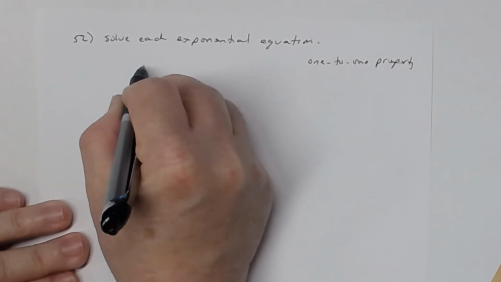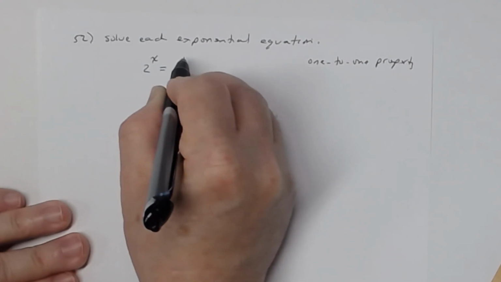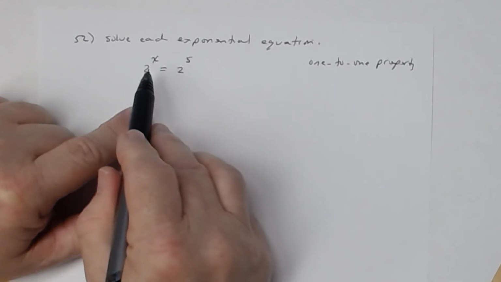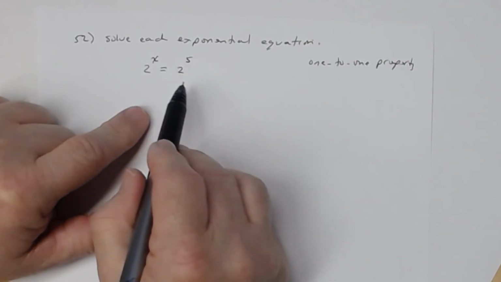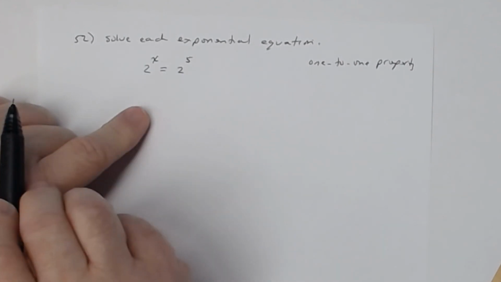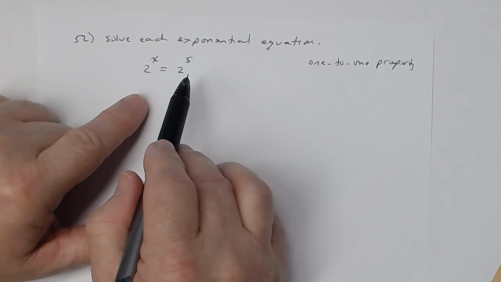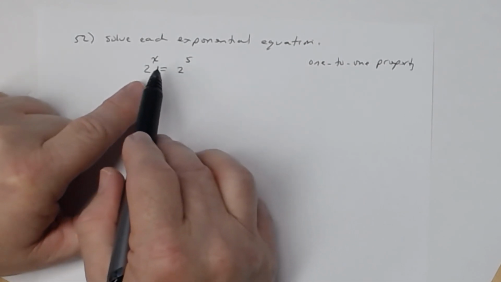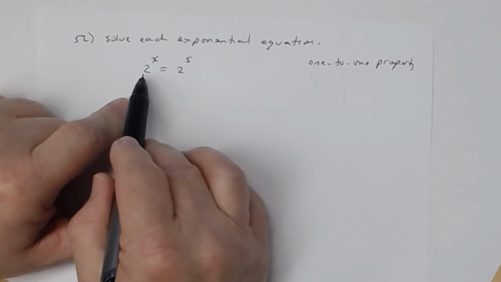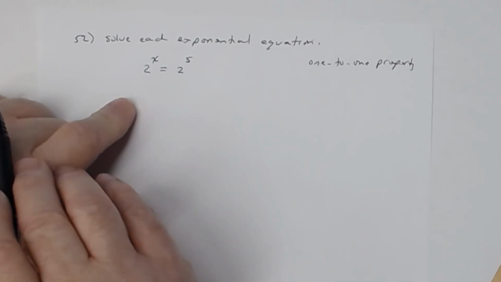If I have 2 to the x power equals 2 to the fifth power, so I have this exponential equation, and notice what makes this an exponential equation is that the variable is in the exponent. Now, one of the other things I want you to notice right away is that the left side and the right side have the same base. So notice this base is 2 and this base is 2.